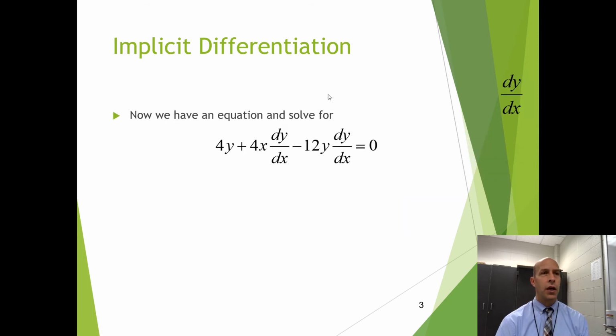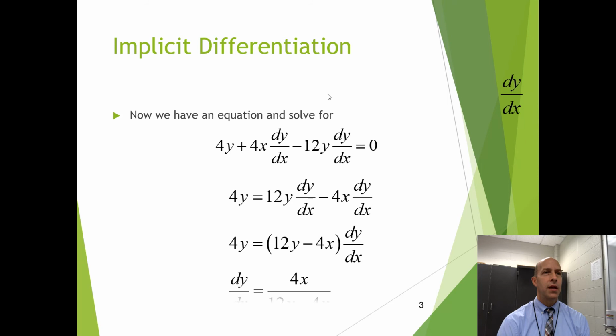So our equation from the previous slide, we're going to solve it for dy dx, and I've got this animated the rest of the way out. We simply gather all the dy dx terms on one side, get everything else on the other. Then we're going to use the distributive property to pull out the 12y minus 4x, and then of course we can divide. So our final answer here for the derivative is dy dx equals 4x over 12y minus 4x. Of course that could be reduced. We could pull out a factor of 4, but I'm going to stop there.